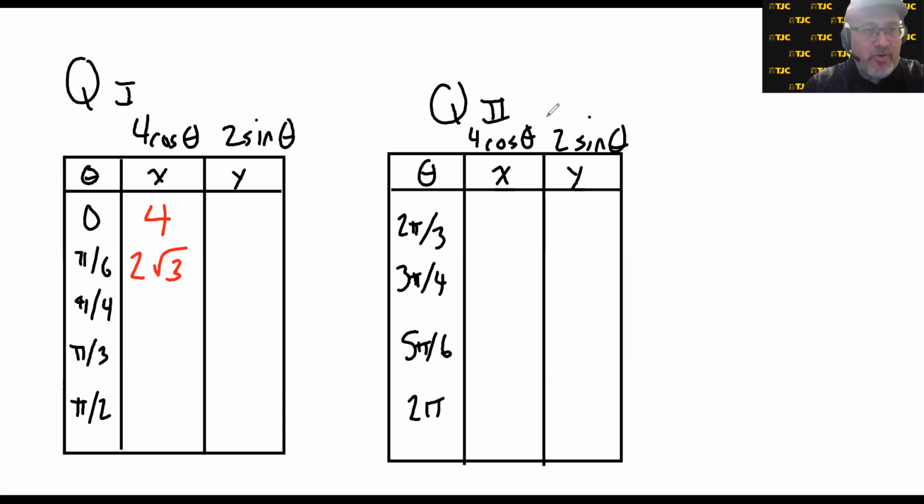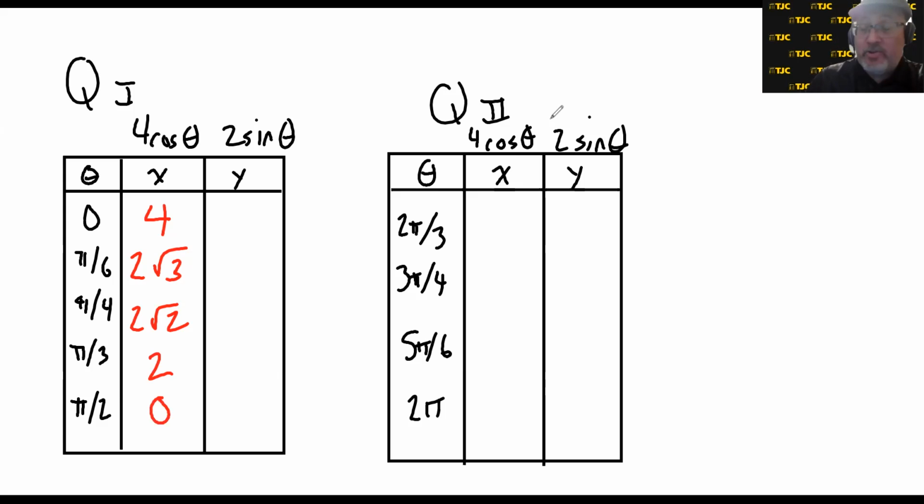All right, 4 times cosine of pi over 4. Cosine of pi over 4 is the square root of 2 over 2. If we multiply that by 4, we get 2 square root of 2. At some point, we're probably going to want some decimal approximations to help us plot these. 4 times cosine of pi over 3. Cosine of pi over 3 is a half. 4 times a half is 2. And then 4 times cosine of pi over 2. Cosine of pi over 2 is 0. 4 times 0 is 0.